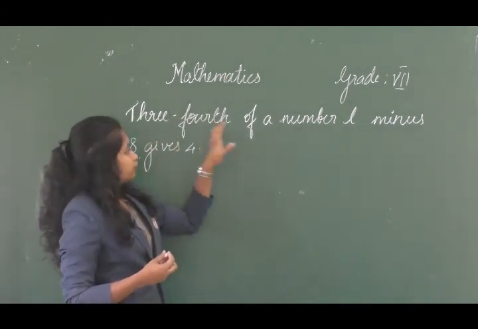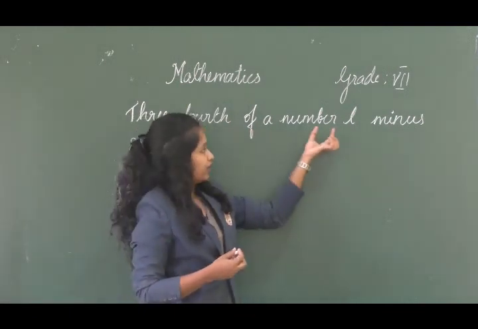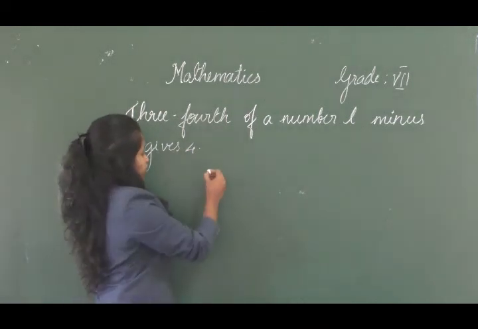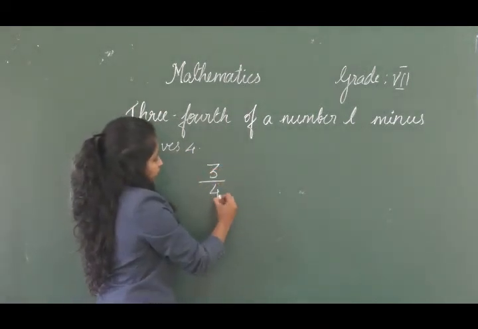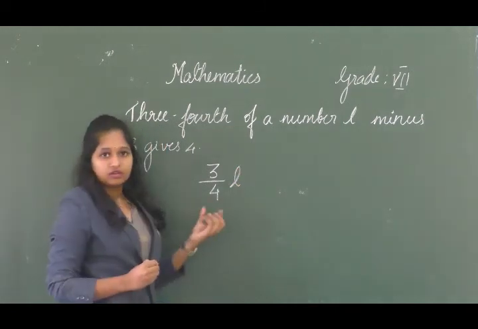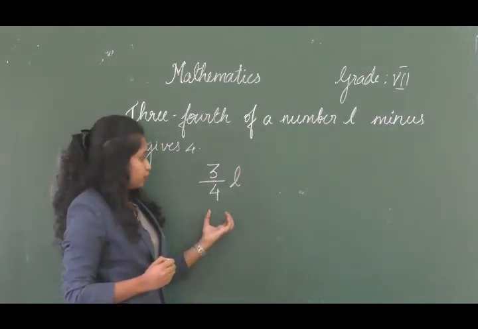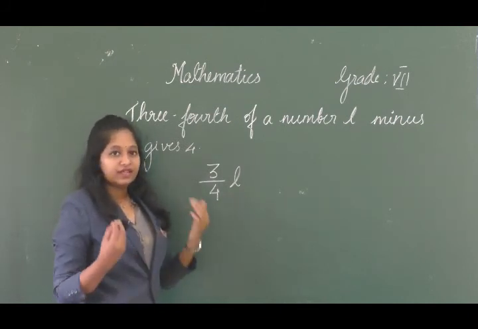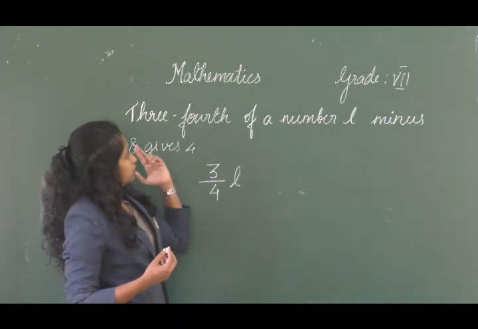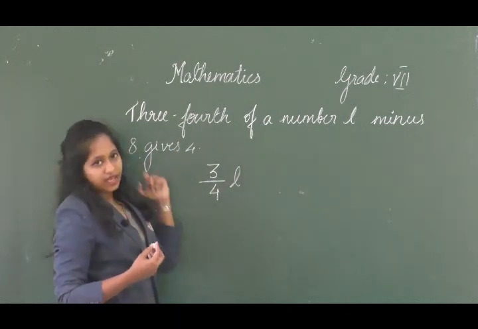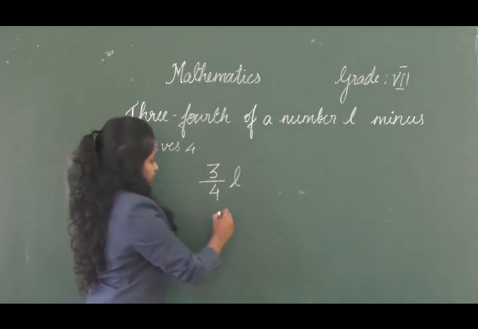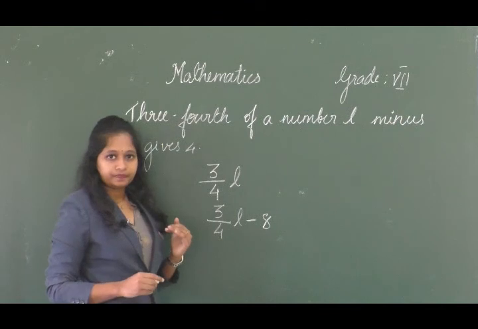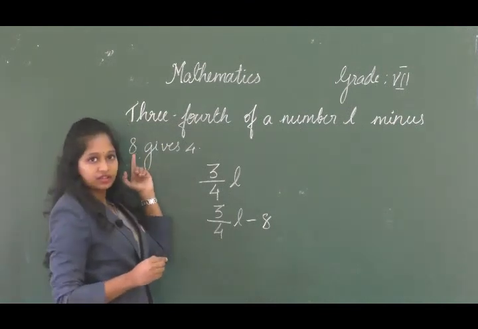Read this, 3/4 of a number L. So L is a number here. Okay. So 3/4 of a number L can be written as 3/4 into L, 3/4 L. This is 3/4 of a number L. And next is 3/4 of a number L minus 8. So how to write that? 3/4 L minus 8. Okay, so we reached till here.